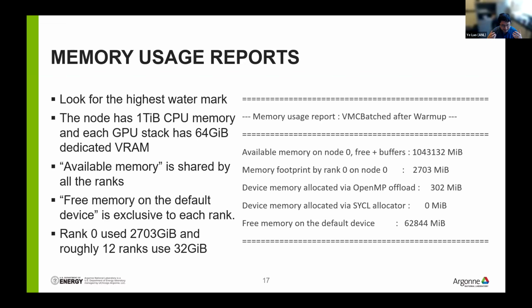Second is the memory footprint of rank 0. That's also a CPU memory. So you can figure out, okay, because in QMCPACK every rank mostly has the same memory consumption, you just need to figure out how much CPU memory you're actually using. You can multiply this number by 12 in the case of Aurora.